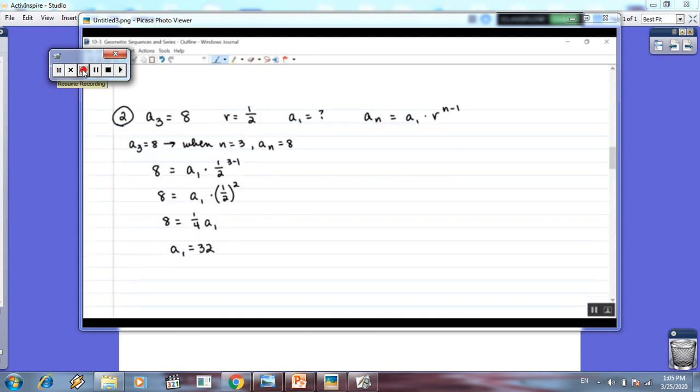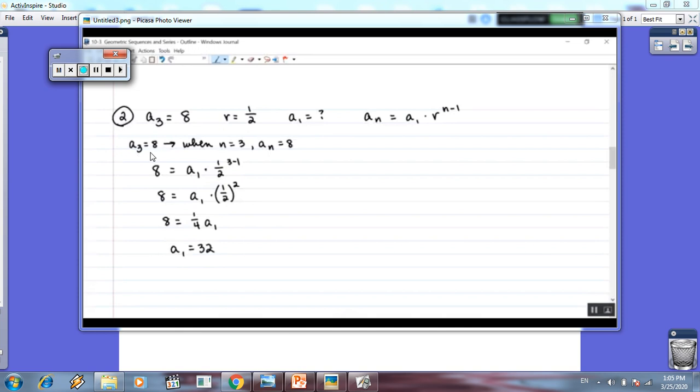Now we have the third example, which gives me the third term, A3 is equal to 8 and R equals 1 over 2, and then he needs me to find A1. Like here we said R is equal to 1 over 2. That means we have a geometric sequence in which R is equal to 1 over 2. Go fast and then substitute in the rule, which is An equals A1 times R to the power N minus 1. We don't know A1, then we will leave it.